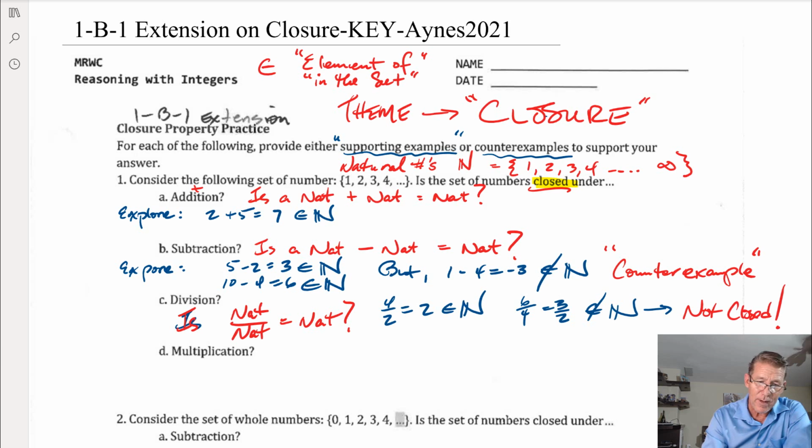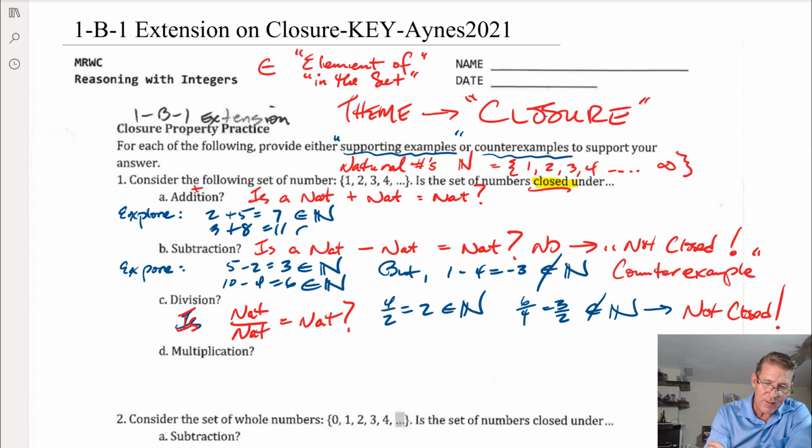In fact, I forgot to write that down on the previous one. So it's not closed under subtraction, so I'm going to say no. Not closed. Exclamation point, not closed under division, not closed under subtraction, but it is closed under addition, because when you take a natural plus a natural, you always get a natural, like 3 plus 8, that's 11, and guess what? That's natural. So this tells me that it's closed under addition.